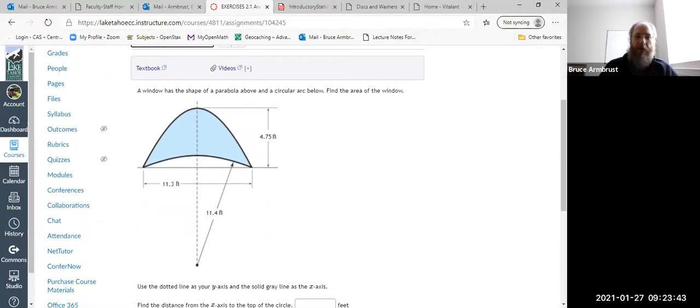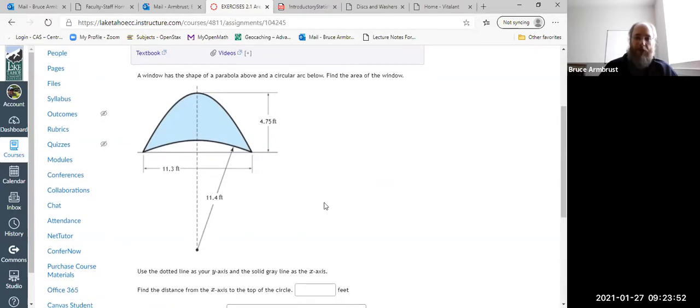All right, so let's look at 14 here. A window has the shape of a parabola above a circular arc. Find the area of the window. Okay, so this is a good old top minus bottom kind of thing, area between curves. However, I wouldn't do it that way. I would actually use geometry.